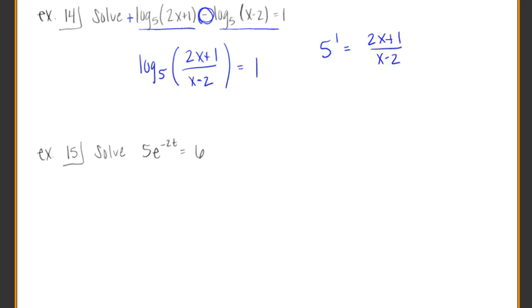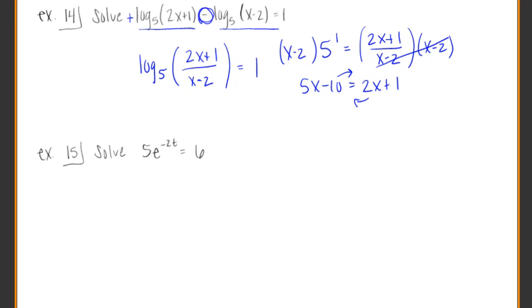Okay. From there, just to finish cleaning up, let's get rid of the fractions. Let's multiply both sides by x minus 2. And backwards distribute here, so 5x minus 10 is equal to 2x plus 1. Let's move that 2x over. Let's move that 10 over. We get 3x to be 11, or x to be 11/3, just like that.